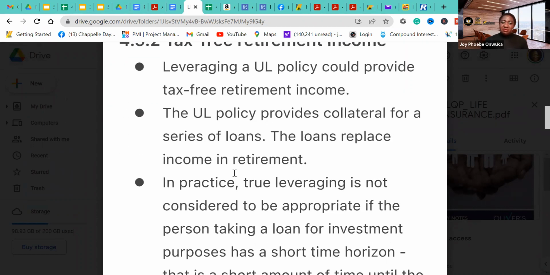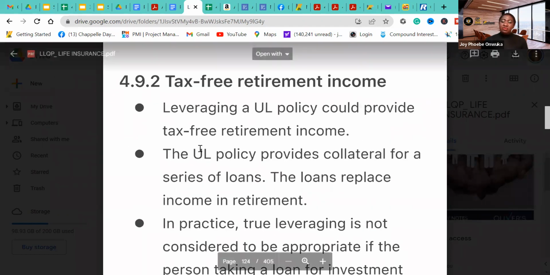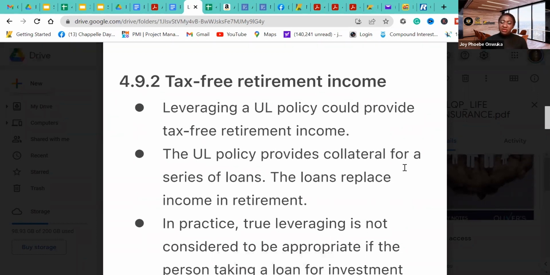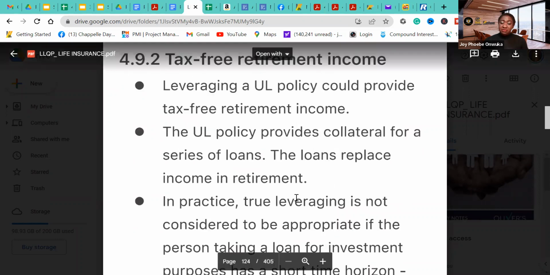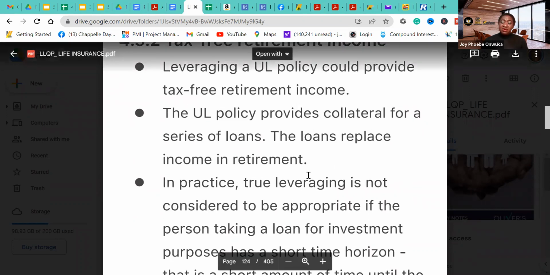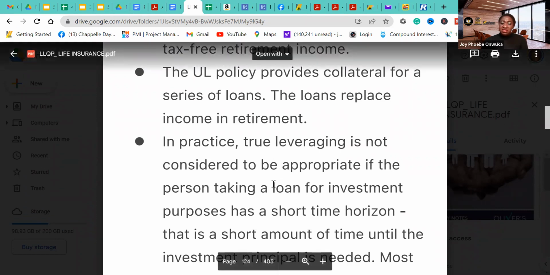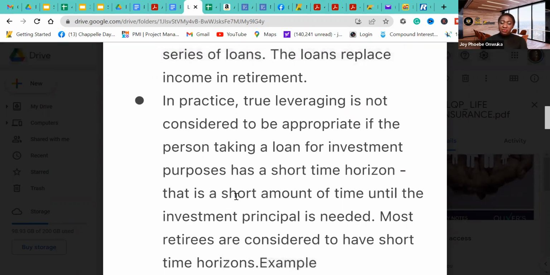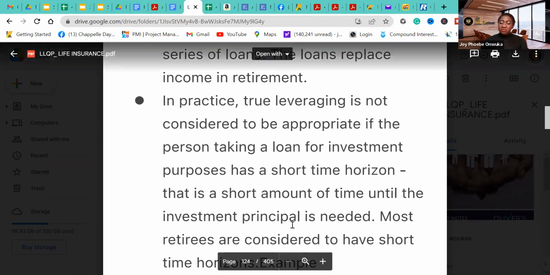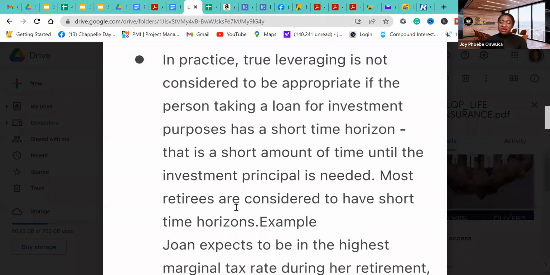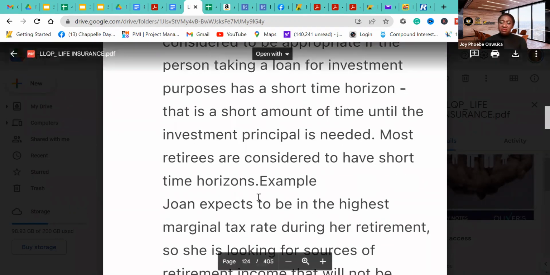Tax-free retirement income. Leveraging a UL policy could provide a tax-free retirement income. The UL policy provides collateral for a series of loans. The loan replaces income in retirement. Now, in practice, true leveraging is not considered to be appropriate if the person taking a loan for investment purposes has a short-term horizon, that is, a short amount of time until the investment principal is needed. Most retirees are considered to have a short-term horizon.